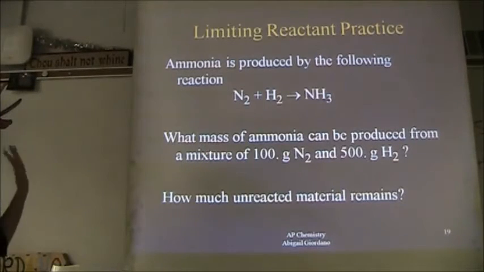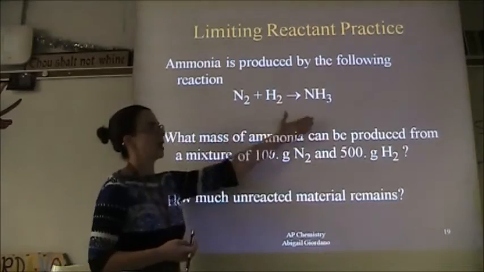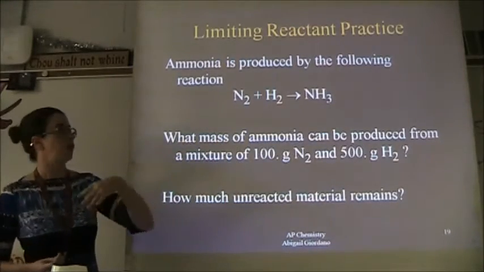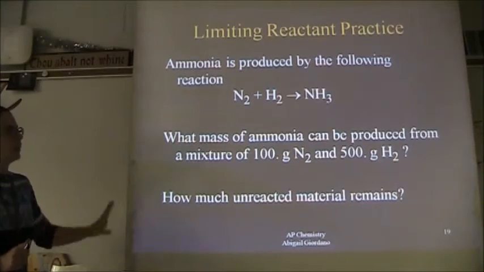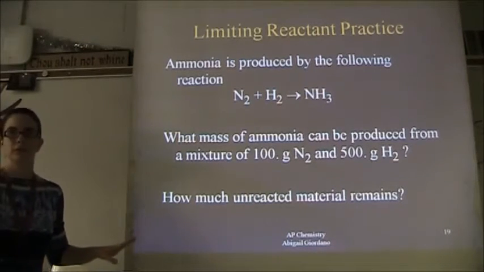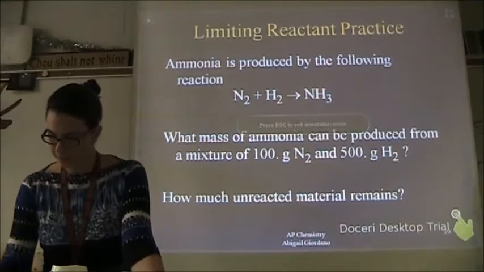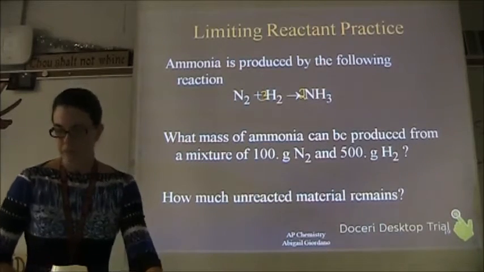All right, so this is just a very simple limiting reactant problem. It says ammonia is produced by the following reaction. This is actually a very specific reaction. It has a name. It's called the Haber process. Okay. Now, you come across an equation, what should you immediately do? Balance it. Okay, good. Get in the habit.